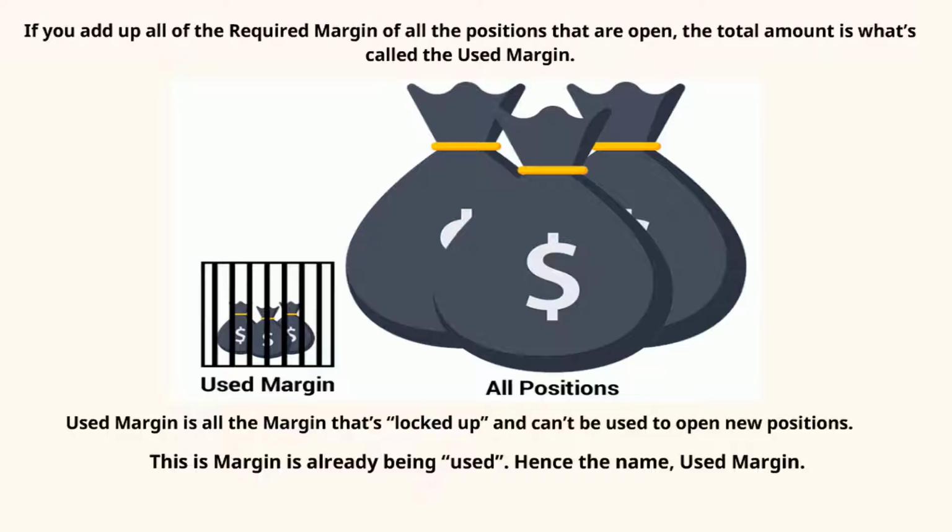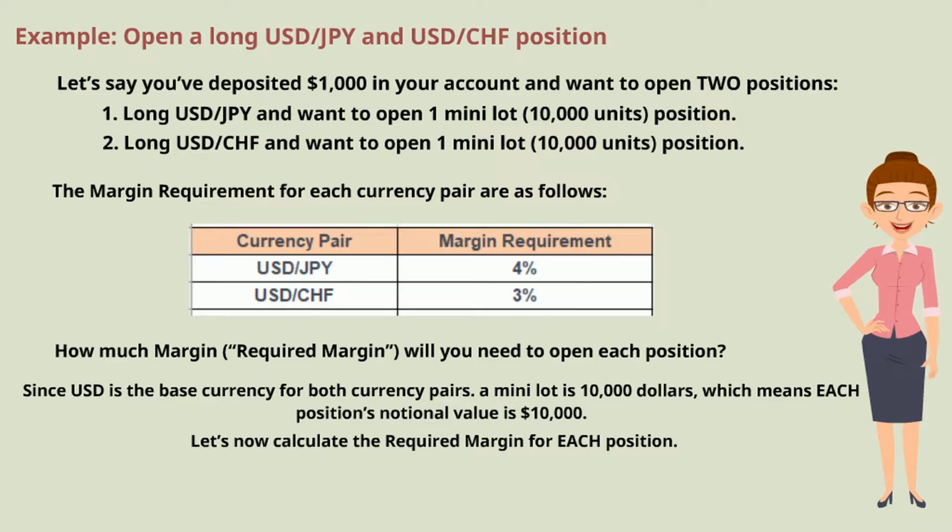Let's take an example: open a long USD/JPY and a long USD/CHF position. Let's say you've deposited $1,000 in your account and want to open two positions. First, long USD/JPY, one mini lot, 10,000 units. And second, long USD/CHF, one mini lot, 10,000 units. The margin requirement for each currency pair is as follows. How much required margin will you need to open each position?